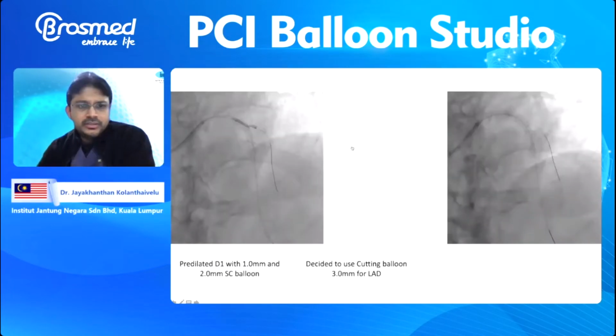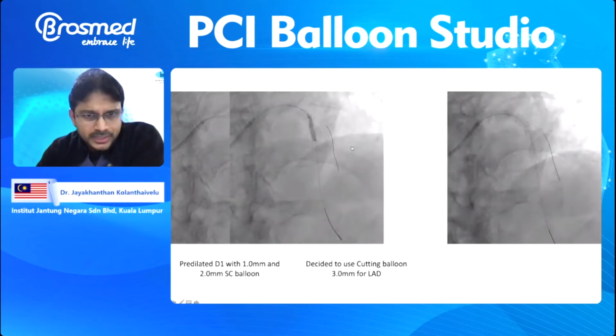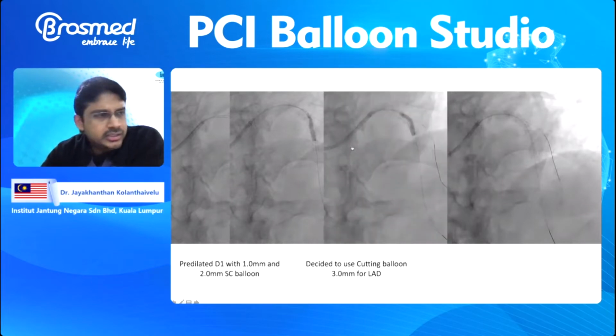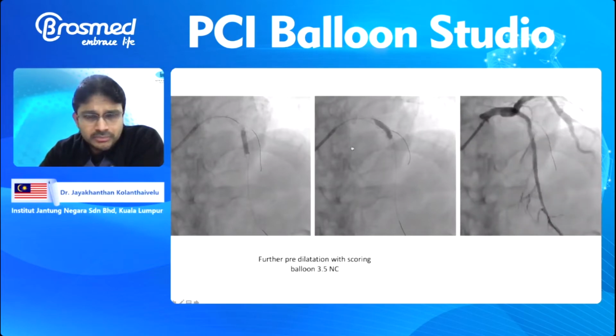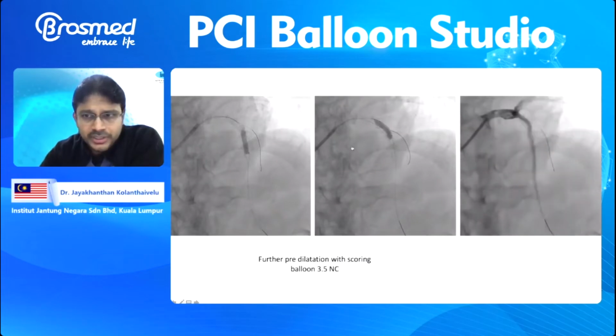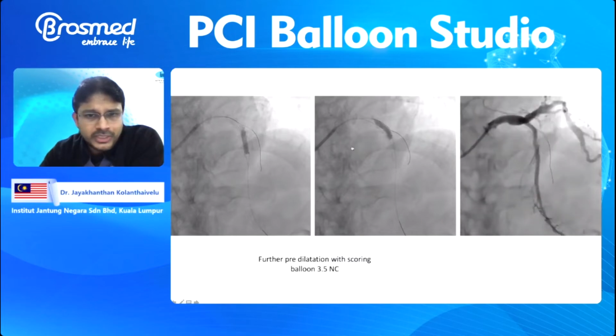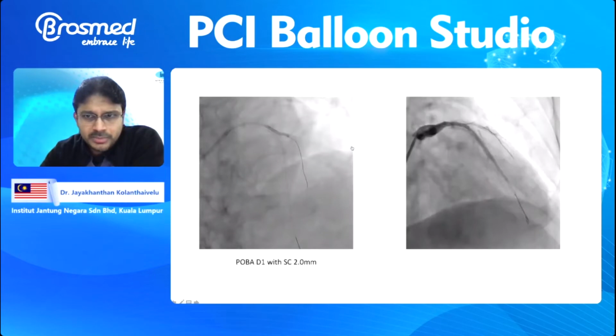So we went in, managed to cross a wire into the diagonal, and ballooned the diagonal with a semi-compliant balloon. Then we decided to take a cutting balloon initially for the LAD, but as you can see, it did not really open up very well. Thereafter we decided to take a scoring balloon and went up to high pressures, and that did the trick. It opened up quite well, but we kept losing that diagonal. We used a semi-compliant balloon, and it comes back for a while.